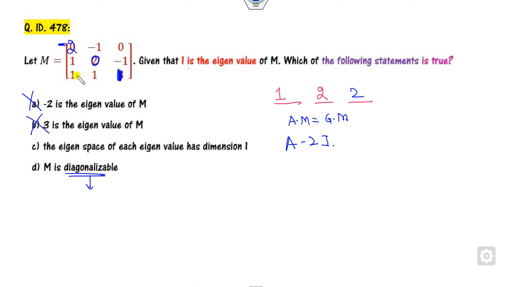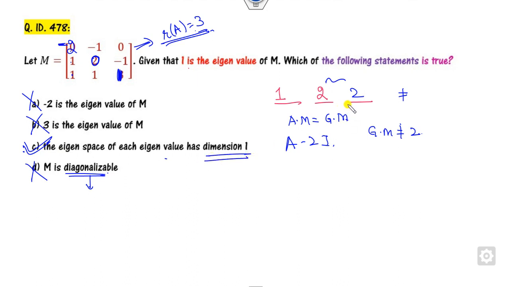This is the rank. So what is the rank of this? You can see if I add them, no. So what is the rank of this? It is 3, fine, because if I add them here, again the rank is 3. So what is the geometric multiplicity of this? Geometric multiplicity of 2 is not equal to 2. It means it is not diagonalizable. So this will also cancel out. Eigenspace each has a dimension of 1. So since the geometric multiplicity is not 2, it means it is 1.